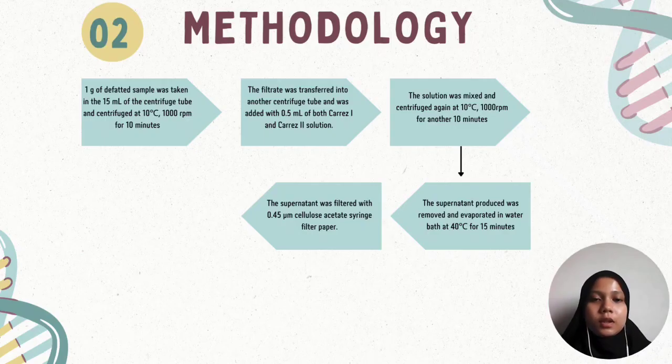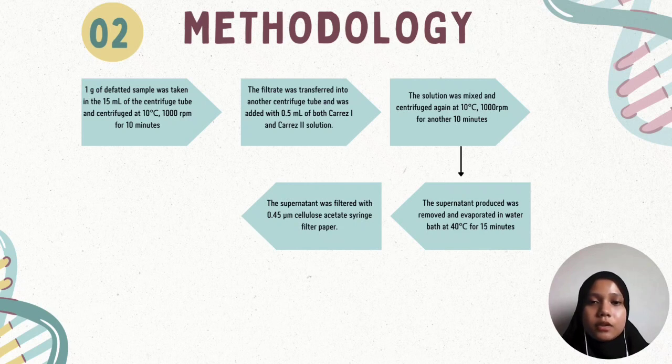Assalamualaikum warahmatullahi wabarakatuh. My name is Amira Shafika binti Abdul Nasir. For today, I'm going to present the methodology for the analysis of acrylamide in food products using HPLC. For the first step, 1 gram of defatted sample was taken in a 15 ml centrifuge tube and was centrifuged at 10 degrees Celsius, 1000 rpm for 10 minutes.